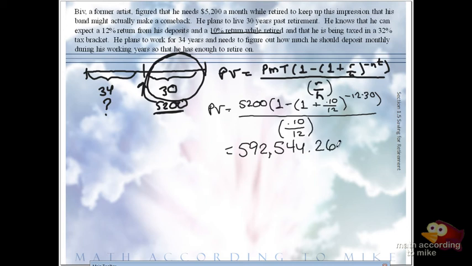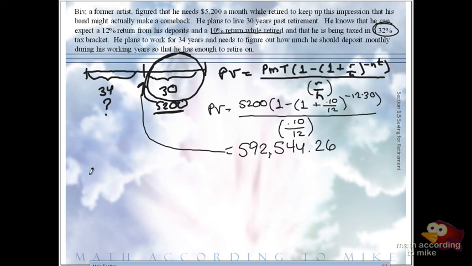Okay. So this is how much he needs to have in the account at the time of retirement, which is here. Or is it? Unfortunately, this is what he needs to have in the account after being taxed 32%, which means he needs to keep 68%. So if X represents the amount that he needs in the account at retirement, 68% of that amount will be this $592,000 number.